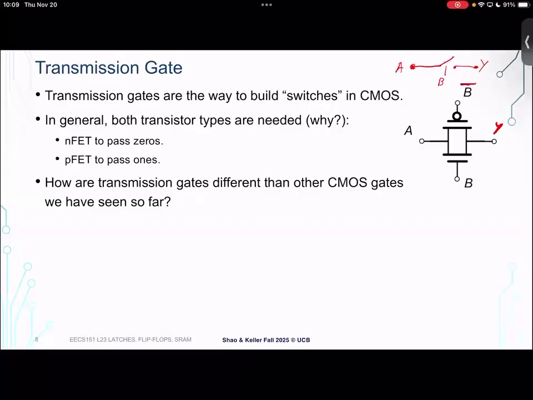So let me ask you all a few questions, and then I'll take your questions. So one question is why do we need 2 transistors here? It seems a little redundant, I guess. Because as long as one of them is on, it seems like it's going to connect A to Y, right? So why couldn't we just build the transmission gate like this?